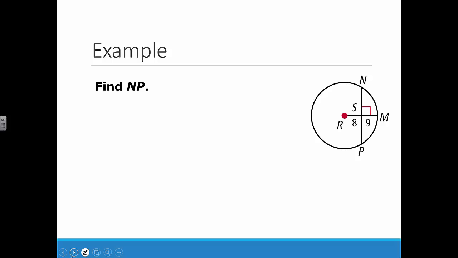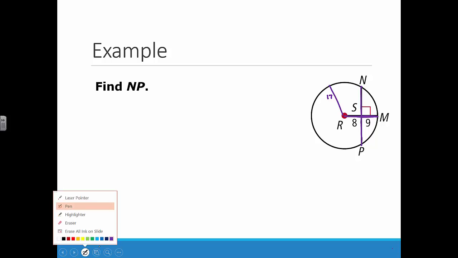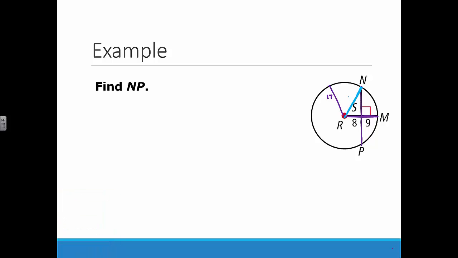So let's find NP. We need to find this distance right here. So the first thing that I'm looking at is the fact that this is perpendicular. This is my radius right here, 8 plus 9 or 17. So that means anywhere here, this is 17. So what we can do is we can draw ourselves another radius right here that we know is 17, and I can find this distance here. And once I know that this needs to be congruent to this, I can just double it.